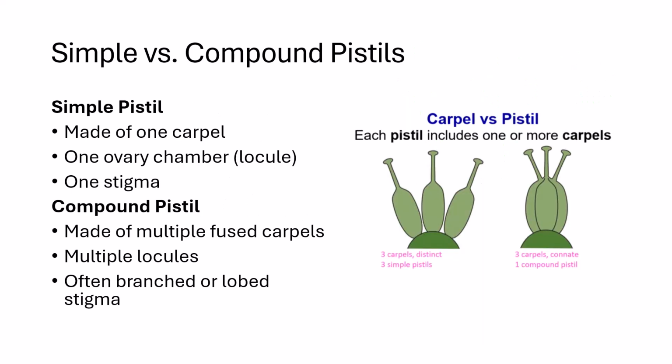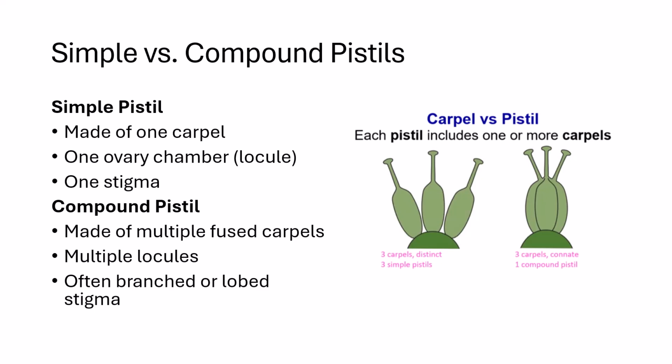Now let's talk about pistils. A simple pistil is made from a single carpel. That means it typically has one ovary chamber, one locule, and one stigma. A compound pistil is made from multiple carpels that have fused together. You can often detect this by counting locules in a cross-section of the ovary. If you see 3 chambers, it suggests 3 fused carpels. Sometimes the stigma also gives it away. It may appear lobed or branched, reflecting the number of carpels involved.